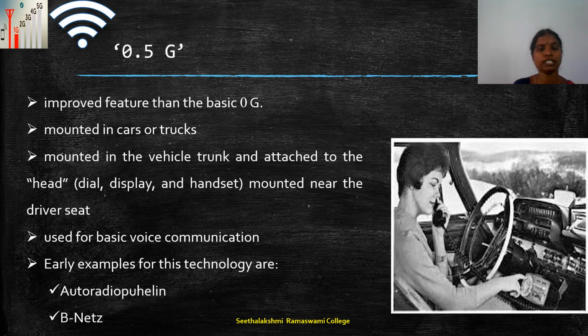Early examples for this technology are the ARP, that is, the Auto Radio Pooling, launched in 1971 in Finland as the country's first public commercial mobile phone network. The second one is the B-Net, launched in the year 1972 in Germany as the country's second public commercial mobile phone network.